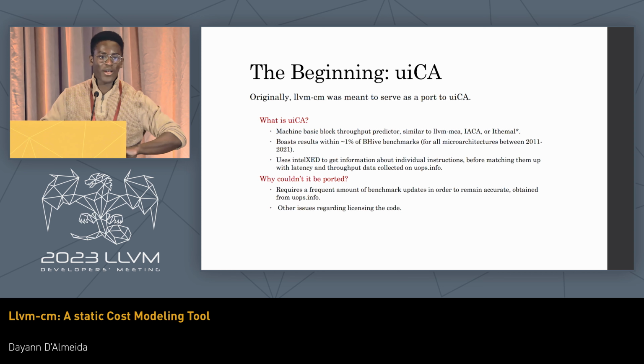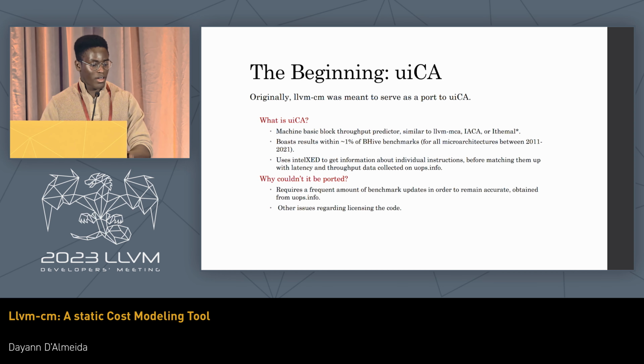So a little bit of background regarding the beginning. There's this thing called Weka. It's a machine basic block throughput predictor, really similar to LLVM-CM, Yaka, or ITHEMO. I'm going to talk more about ITHEMO later. It shows results within 1%, I think, of Beehive benchmarks. So just very, very accurate.